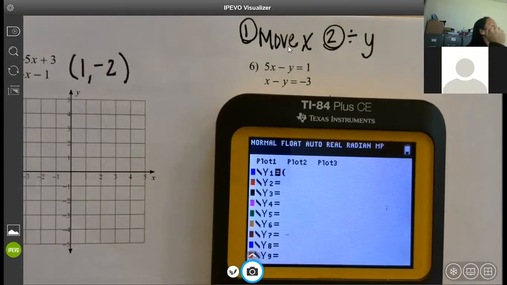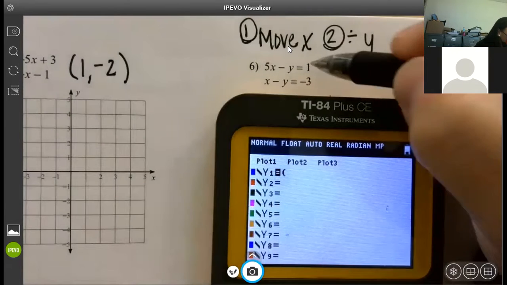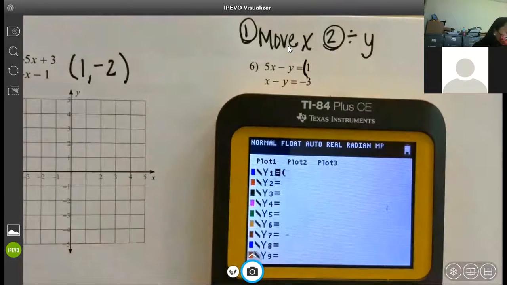What's the one that we're not going to touch? Which one are we not touching? The 1. The 1 is all by itself, right? So here's what you're going to do. You're going to put a parenthesis here, and you're going to put your 1 in.